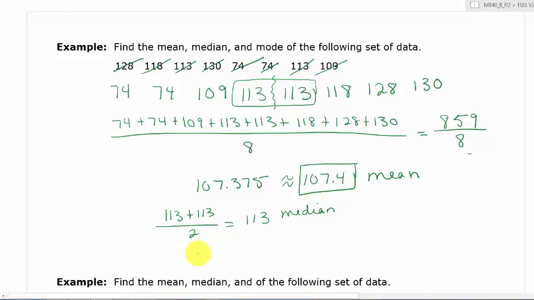And then we want to find the mode. And the mode is the data value that shows up the most frequently in our set of data. And we have 2 of them. We have 74, which shows up twice, and we have 113 that shows up twice. So this is bimodal. And the 2 modes are 74 and 113.